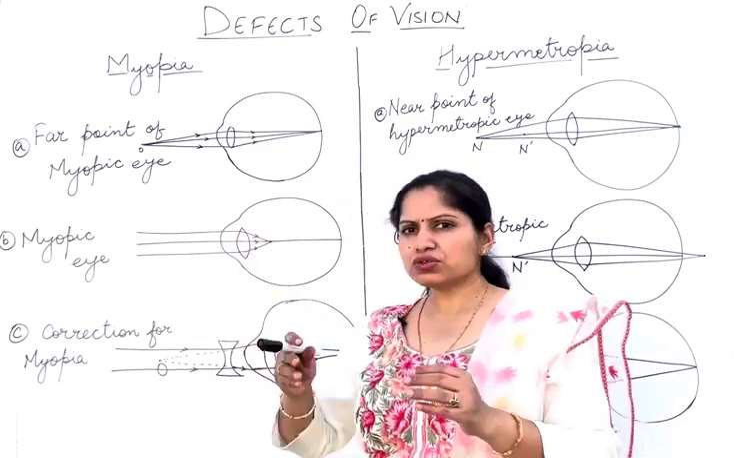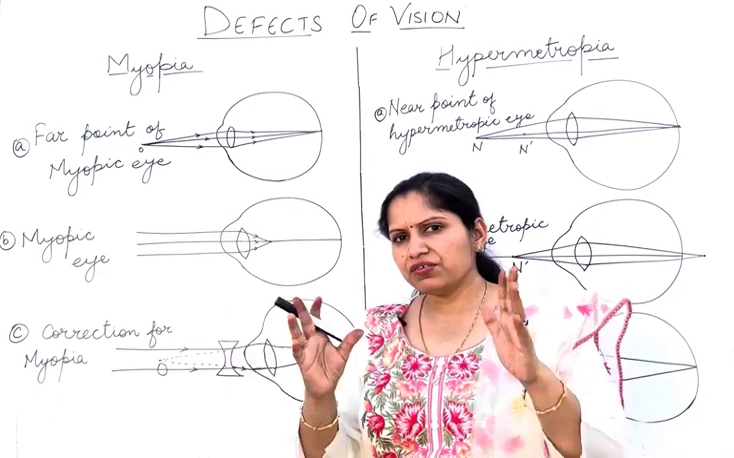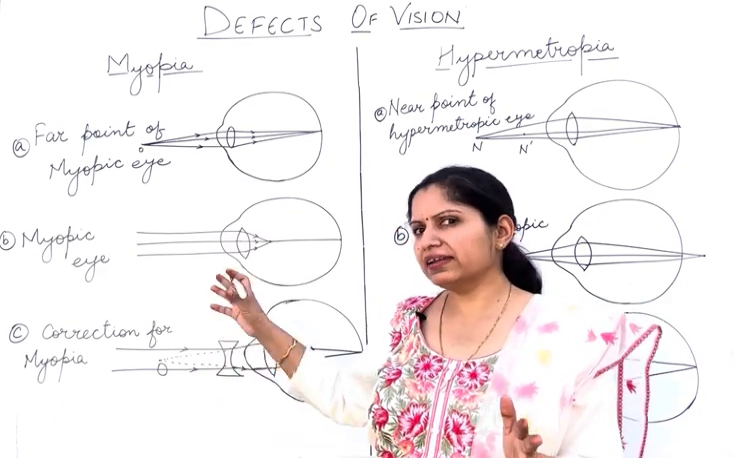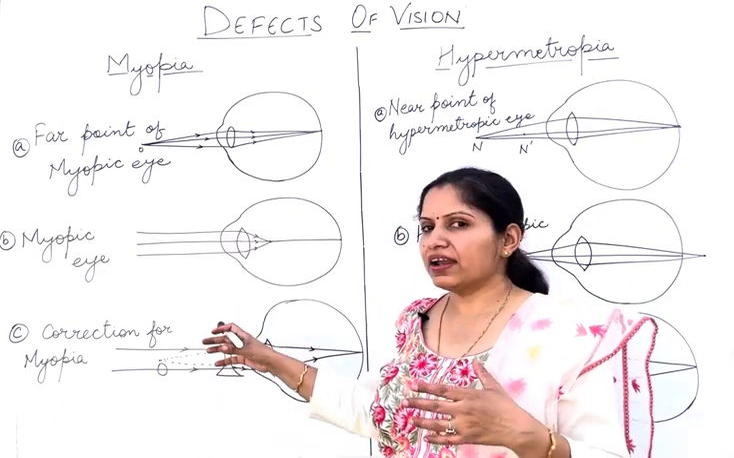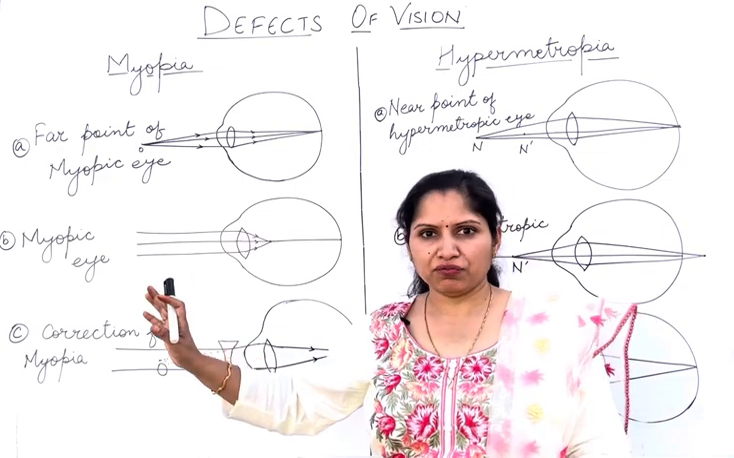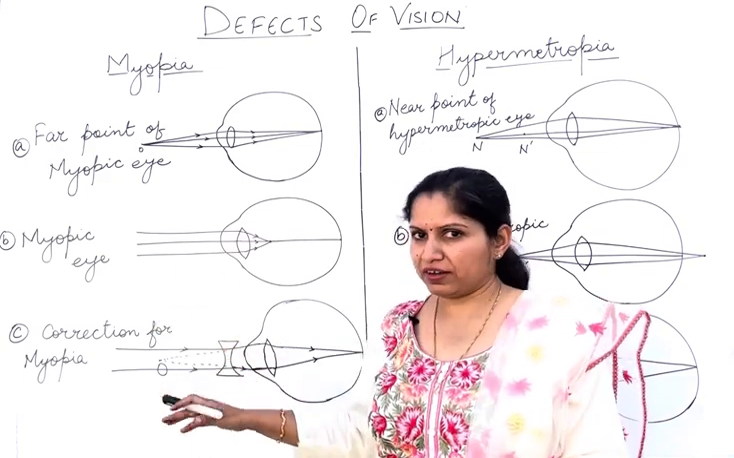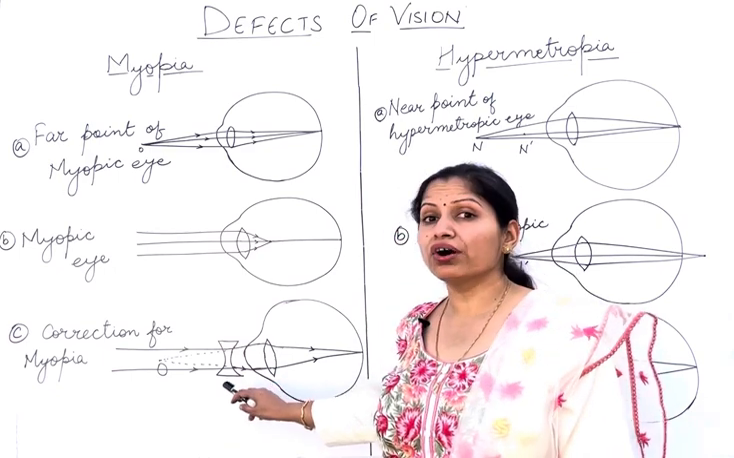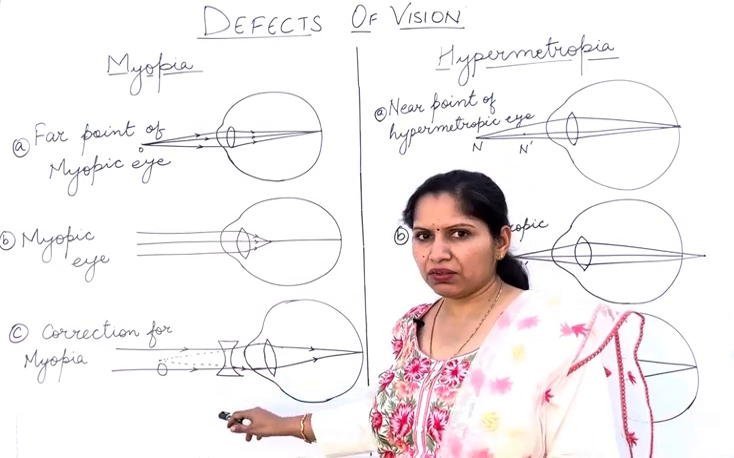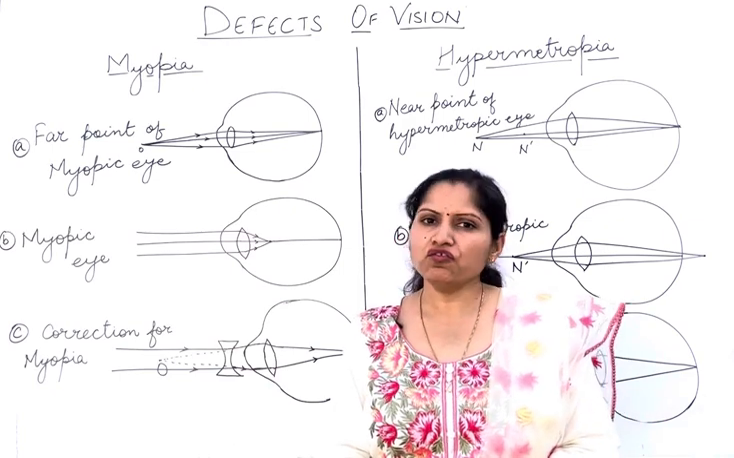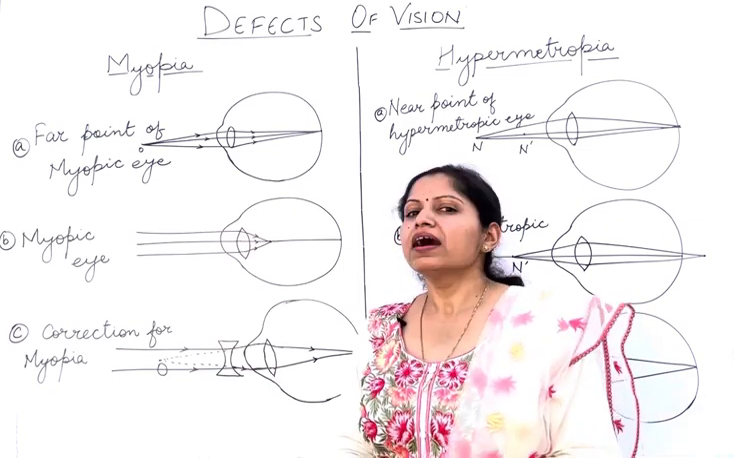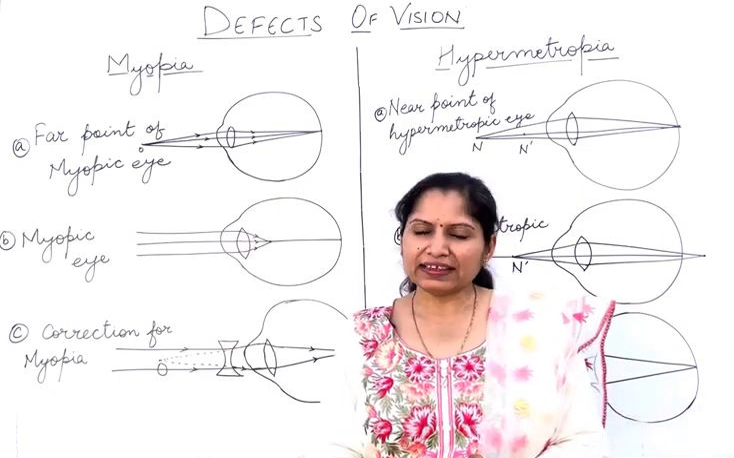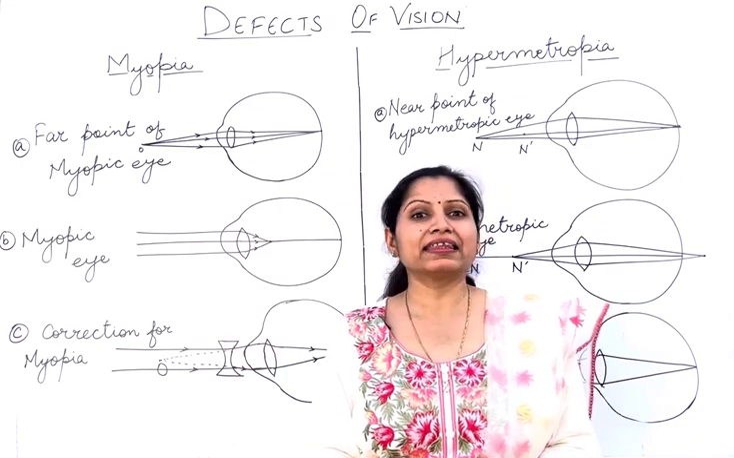If we just diverge the light rays a bit that are entering the eyes, then it will be fine. Then the image will be formed on the retina. So we'll use a diverging lens, that is a concave lens, for the correction of myopia. And you all know that the focal length and the power of a concave lens is negative.